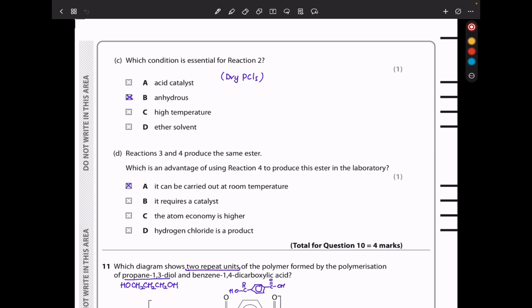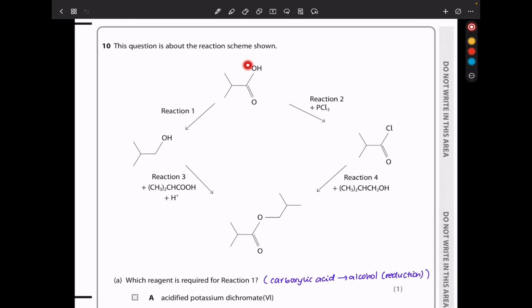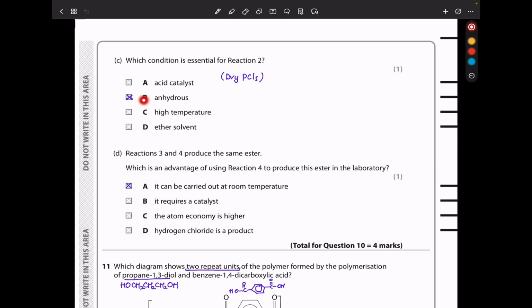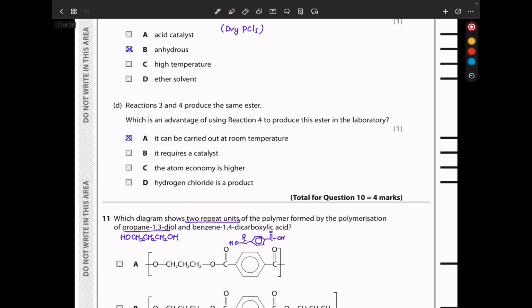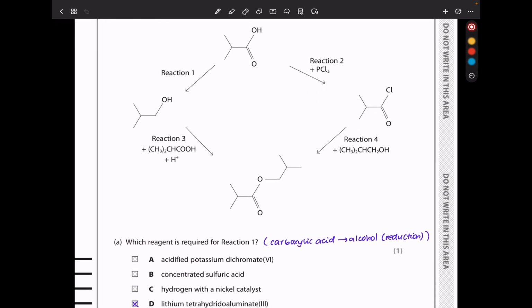Next, they say, which condition is essential for reaction 2? In reaction 2, we're converting a carboxylic acid to an acyl chloride. We need PCl5, and PCl5 has to be dry. There is no water, so it should be anhydrous. In part D, reactions 3 and 4 produce the same ester, which is an advantage of using reaction 4 to produce this ester in the laboratory. So reaction 3 here will produce an ester, and as well here.